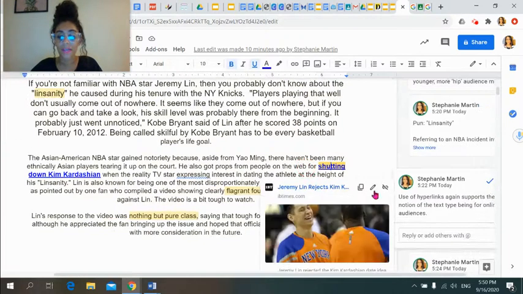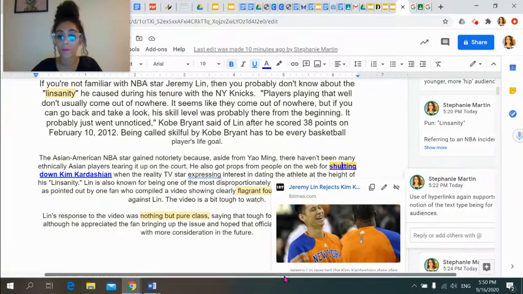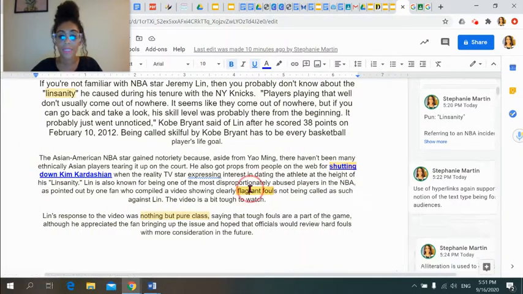You'll notice here that there is a hyperlink. So the use of hyperlinks, again, just supports the idea that the text type is for online audiences and it's an online tabloid, all right? Okay, let's have a look further down.